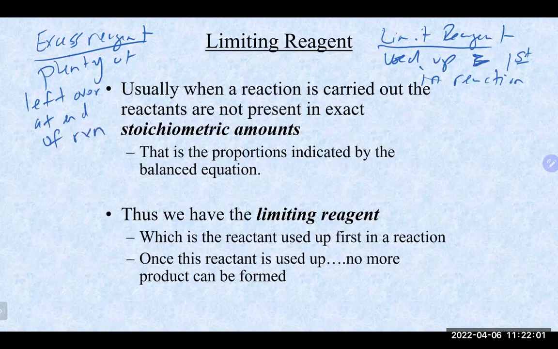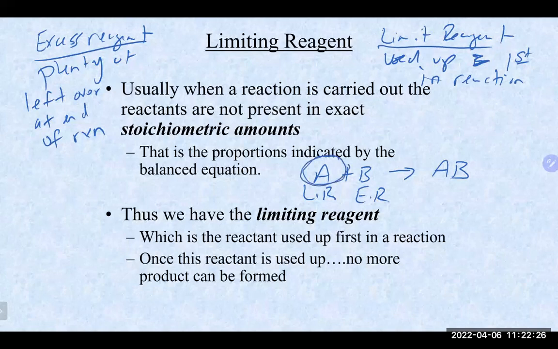So if you think about the importance of those two things, for example, take a simple A plus B comes together to make AB. Let's say that the A here is our limiting reagent and B is our excess reagent. Once we run out of A at some point, there is really no chance of making any more product, because you need both of them. You need an A and a B to put together. So once that A runs out, there is really going to be no way to make more product.